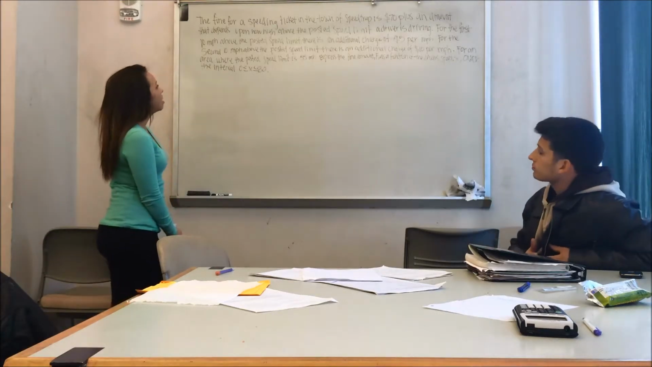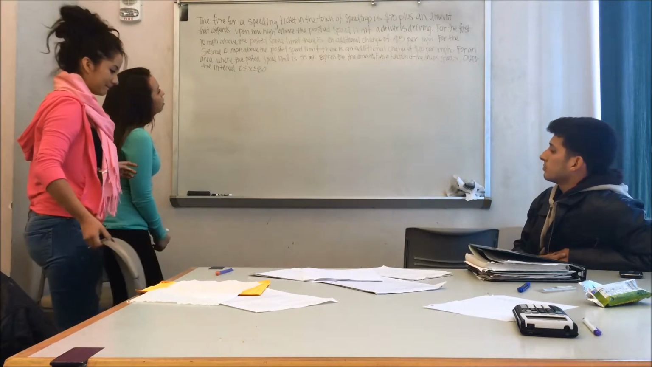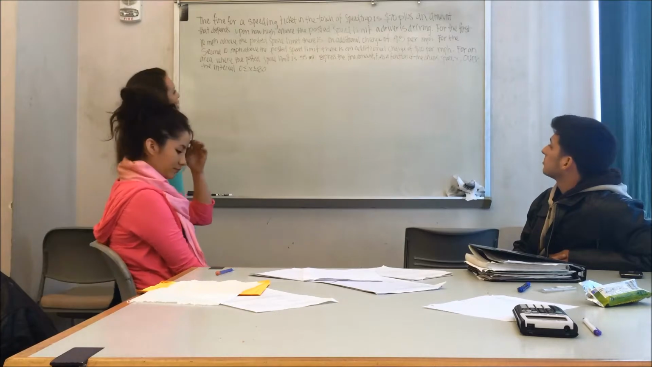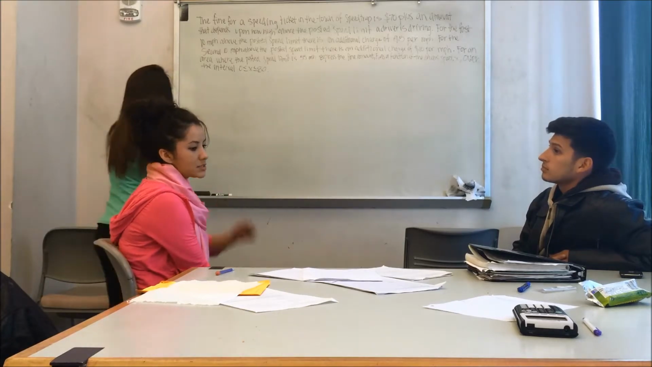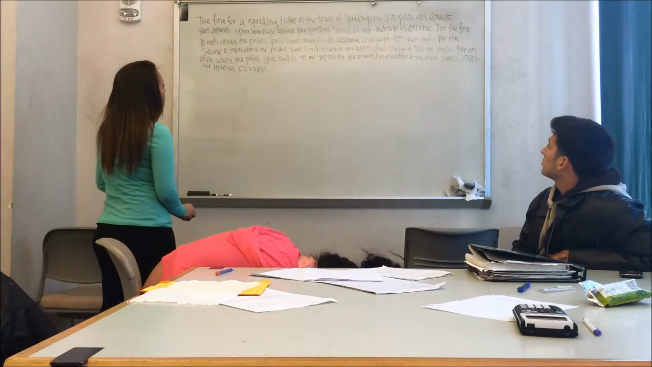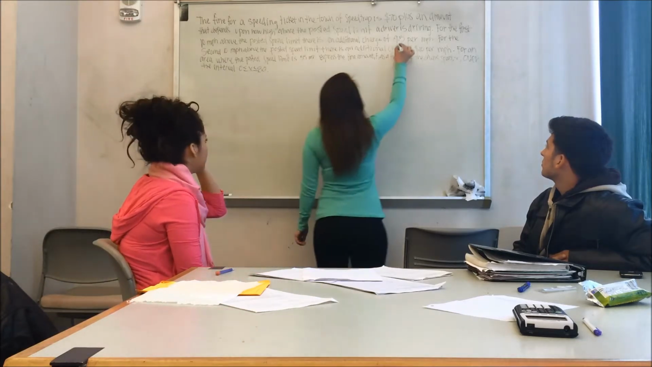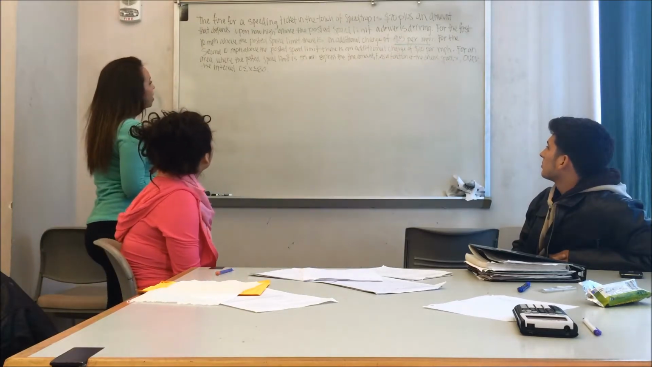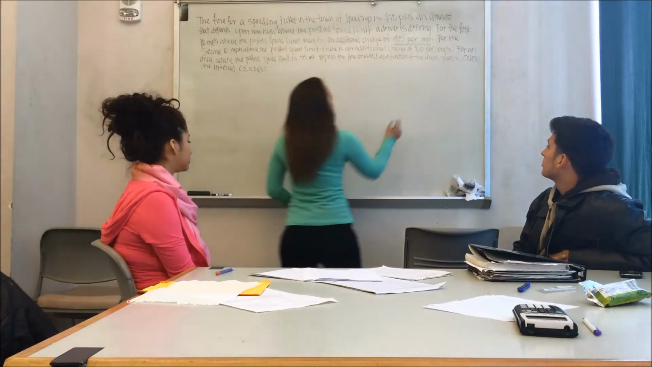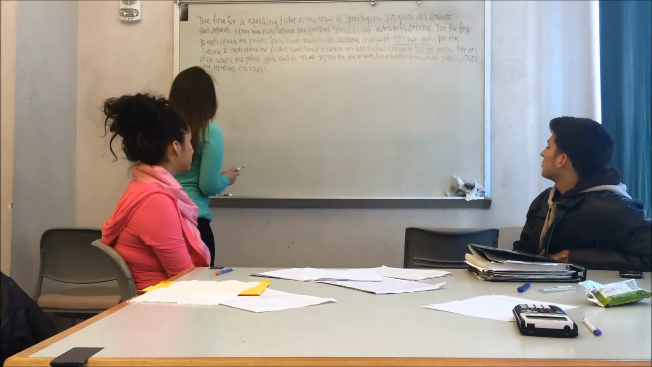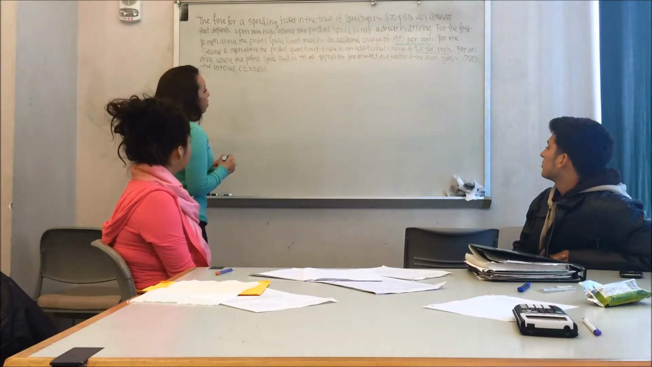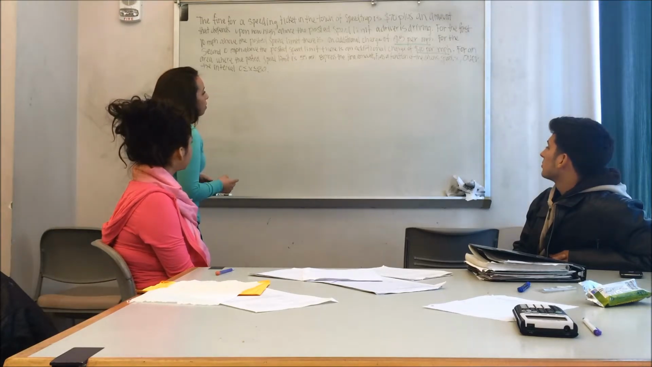Okay, this problem says, the fine for a speeding ticket in the Downward Speed Trap is $70 plus an amount that depends upon how high above the posted speed limit a driver is driving. For the first 10 miles per hour above the posted speed limit, there is an additional charge of $5 per mile per hour. For the second 10 miles per hour above the posted speed limit, there is an additional charge of $10 per mile per hour. For an area where the posted speed limit is 55 miles per hour, express the fine amount, F, as a function of the driver's speed, which is X, over the interval of 0 to 80.